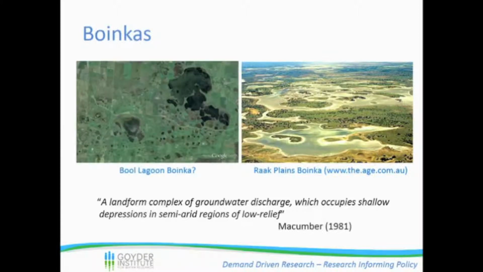Now, my proposition for you today is that we may have our own Boinka system in the southeast region. This is the Bull Lagoon region. And you may remember this red square on the previous slide where we had a major fault creating bedrock coming up. That's exactly where Bull Lagoon is located. So I'm suggesting that this multitude of shallow wetlands, including Bull Lagoon and others, is a regional groundwater discharge feature.